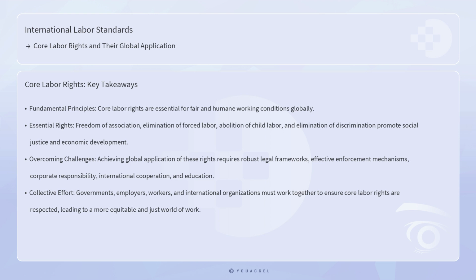Despite significant challenges, including varying levels of economic development, political instability, and cultural differences, the global application of these rights can be achieved through robust legal frameworks, effective enforcement mechanisms, corporate responsibility, international cooperation, and education. By working together, governments, employers, workers, and international organizations can ensure that core labor rights are respected and upheld, leading to a more equitable and just world of work.